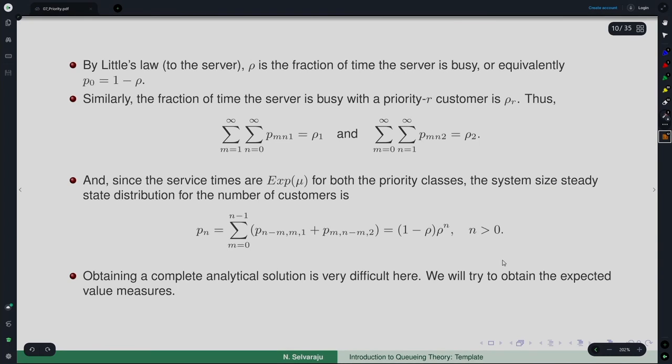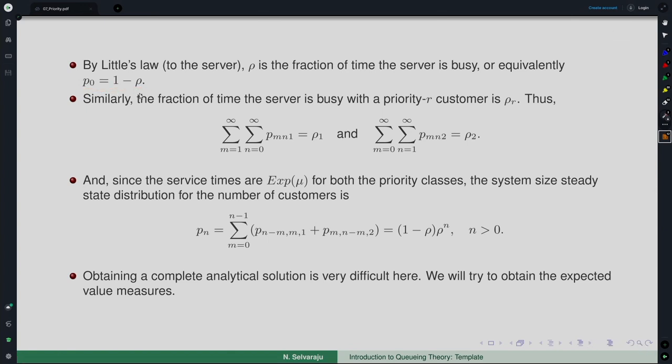through these two diagrams. Now, by Little's law, which you apply to the server, you will see that rho is the fraction of the time the server is busy, and 1 minus rho is the fraction of the time the server is free, and that would be equal to P naught, which is equal to 1 minus rho.